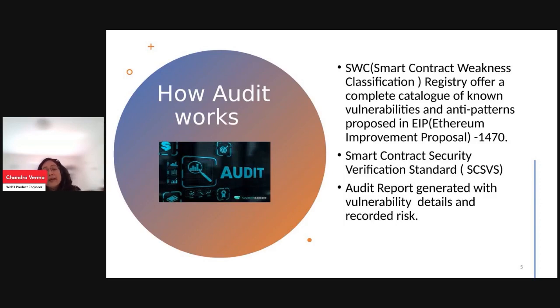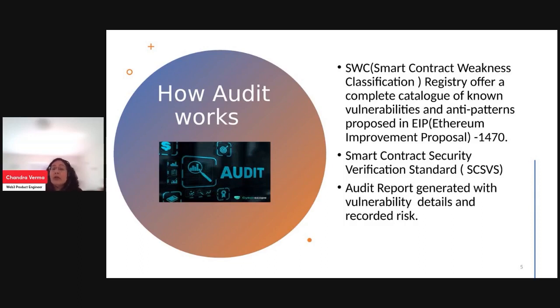There are some common threats like reentrancy and DOS attack, that is denial of service, and some underflow and overflow, and some functionality issues. So the SCSVS encompasses all those lists in detail and how to tackle them. Everything is there. It's very helpful.